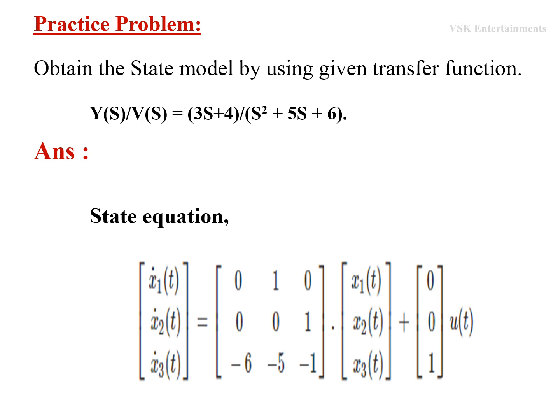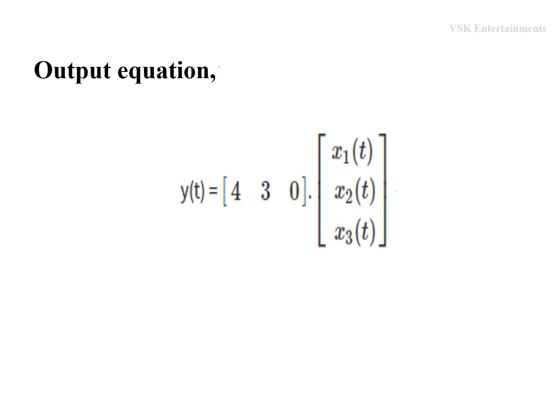In the first video, we discussed obtaining the state model for a given electrical system as well as from a given transfer function. Here I am giving a simple transfer function. Using this transfer function, try to obtain the state model. I am also giving the answers, which represent the state equation as well as the output equation. Try to practice it and check your answers with the given answers. In the next video, we are going to discuss STM, the state transition matrix, and its properties. STM and its properties are somewhat important from the GATE point of view.